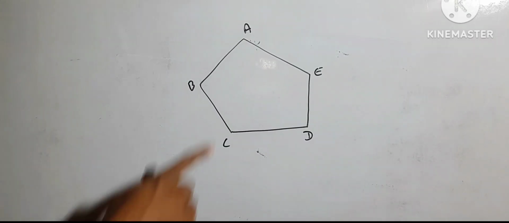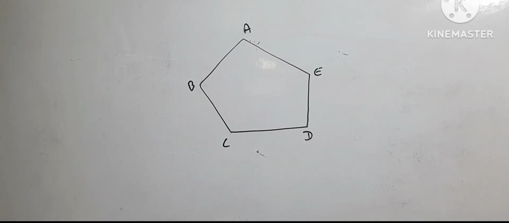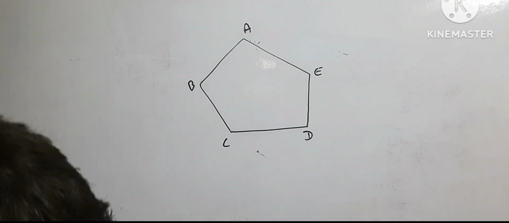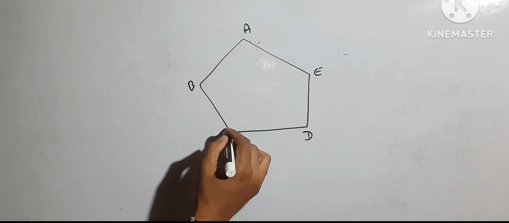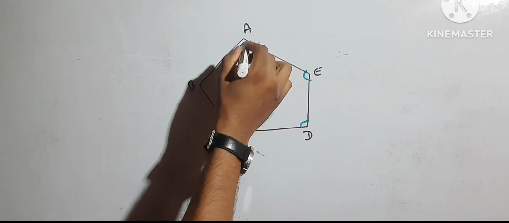Let me show you. Now see the diagram. Okay. First condition, all interior angles. What do you mean by interior angles? The angles which are lying inside. We know this one. So interior angle, interior.